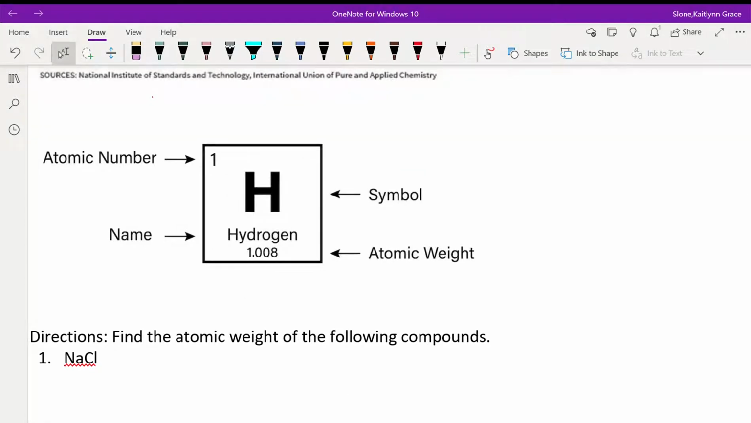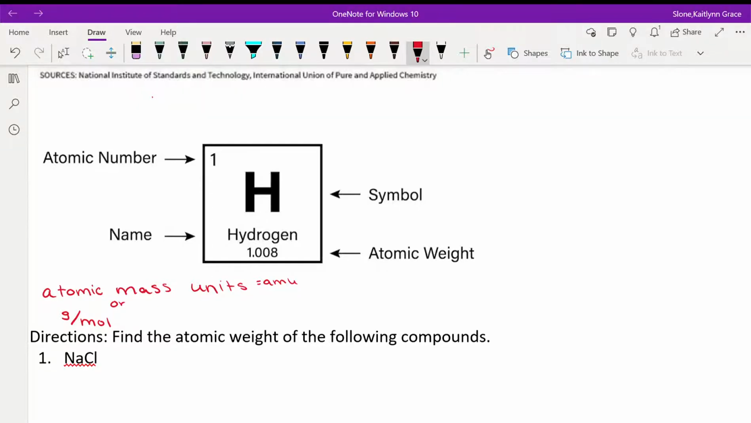Another thing that is worth mentioning is atomic weight's units. It is in atomic mass units. Sometimes you kind of see them in grams per mole too, so it depends on what you see out there. Sometimes you see them in atomic mass units or AMUs, and sometimes you see them in grams per mole. It's just kind of what your teacher prefers.